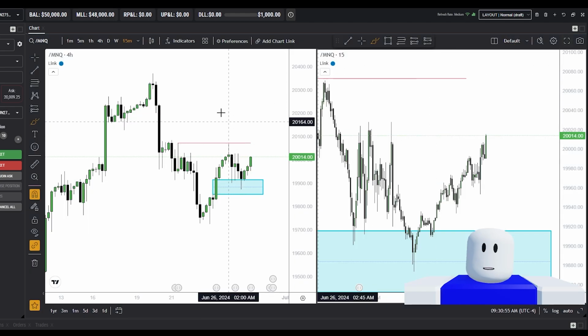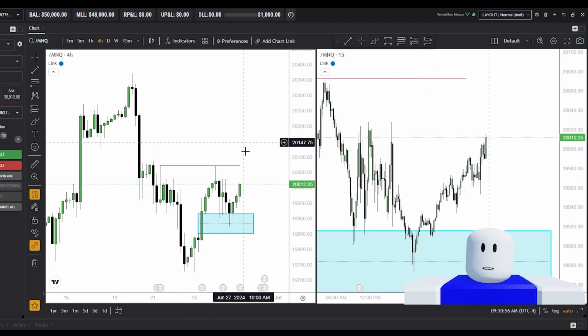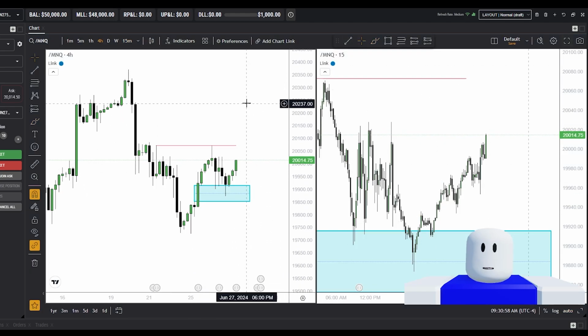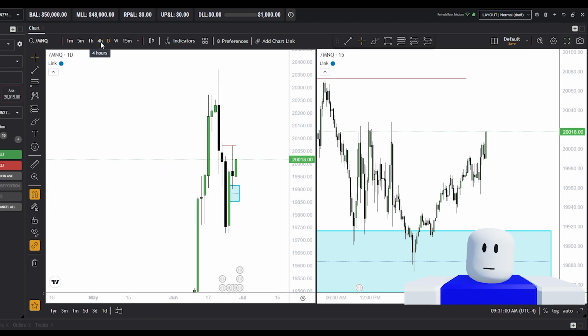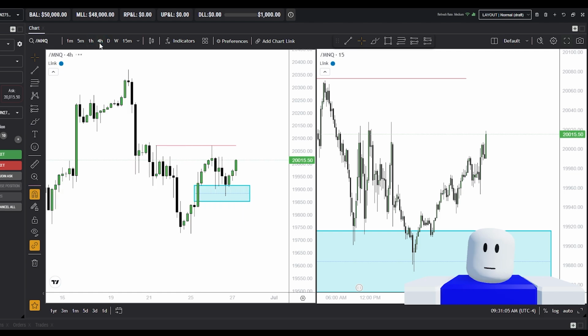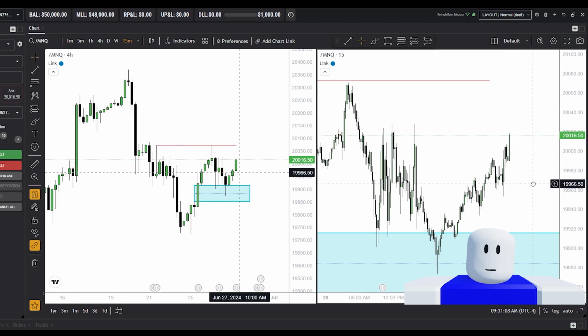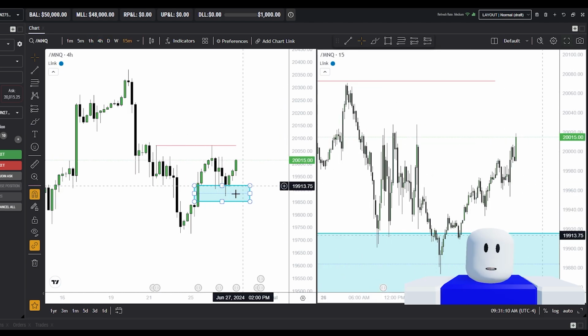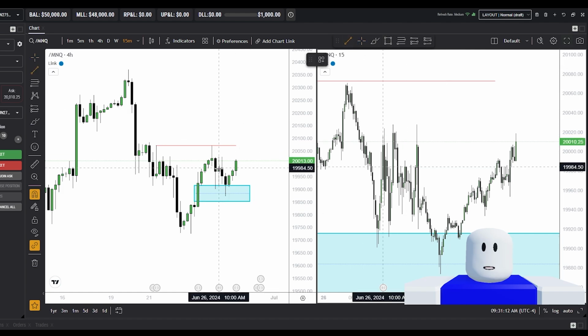So these are all excellent areas. Sell side liquidity after buy side liquidity is taken out. You can see there's a daily candle right there. So yeah, I expect price to take out those equal highs. There's also two equal highs right here as well.